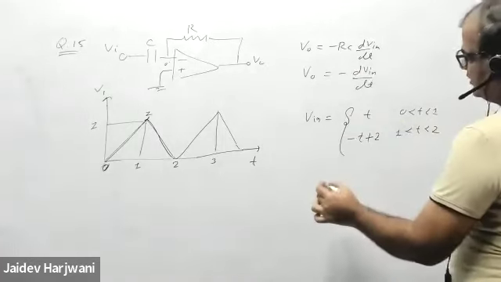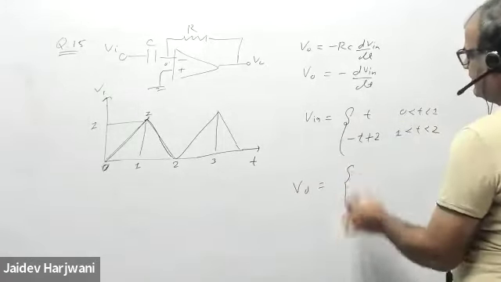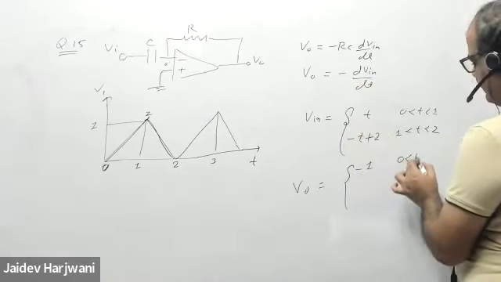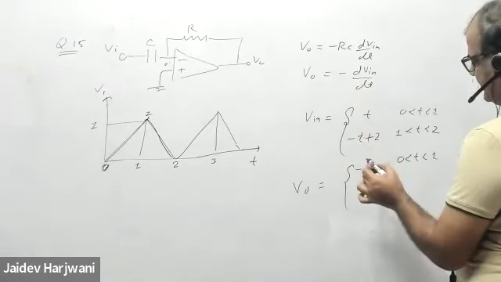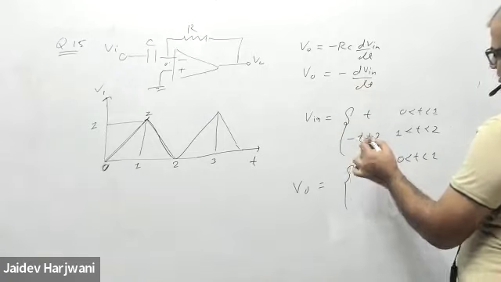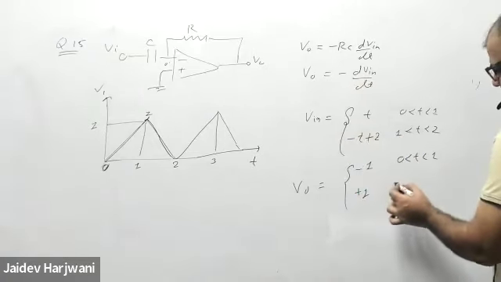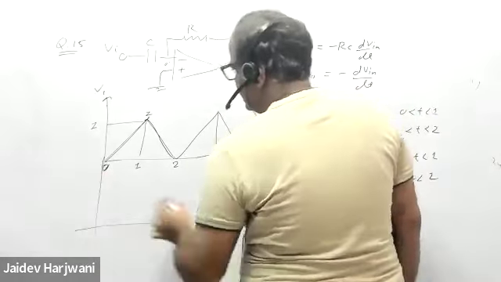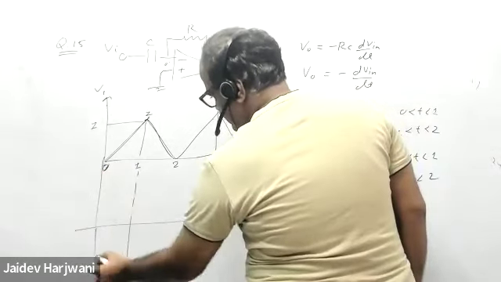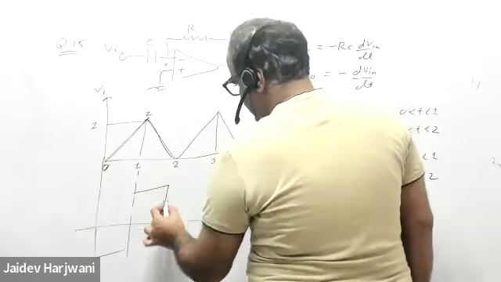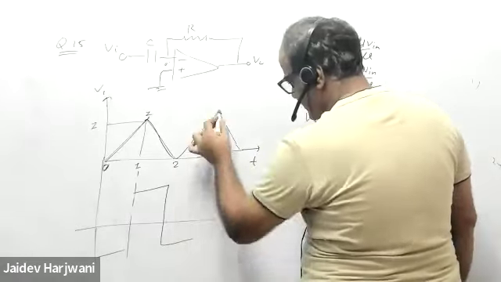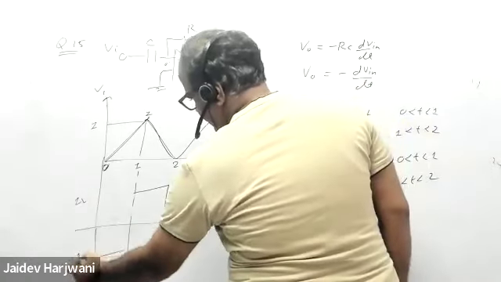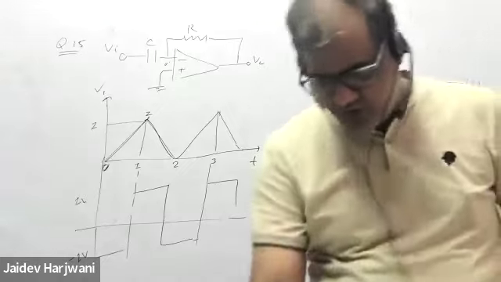Now you just have to differentiate. So my V naught will be minus dt of T, which is minus 1 in this time period, and this will become plus 1 from 1 to 2. So let us draw the output. First it will be minus, then it will be plus, then again minus. What answer is coming? Option B. So option B should be the correct answer.